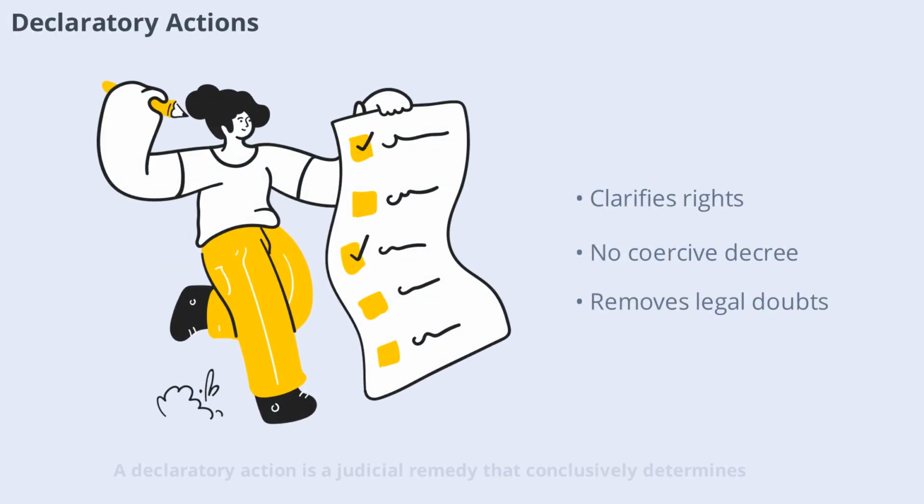A declaratory action is a judicial remedy that conclusively determines the rights and obligations of parties without imposing further sanctions. It clarifies legal relationships and removes doubts, providing certainty for both public authorities and individuals.